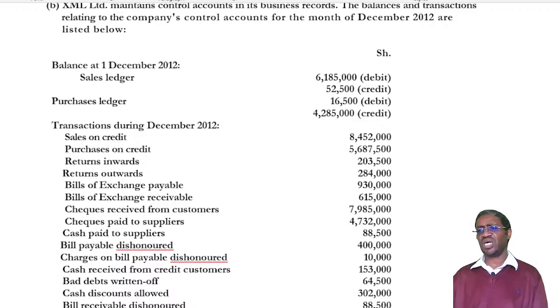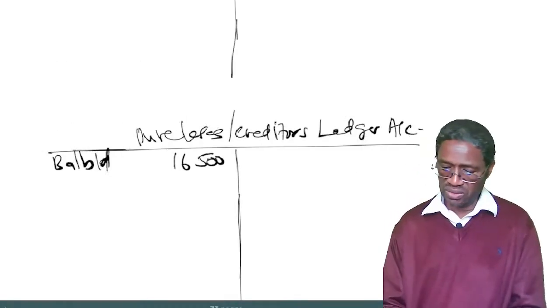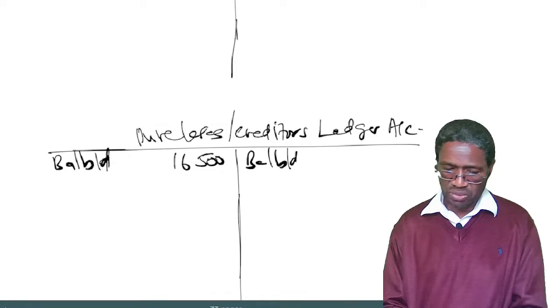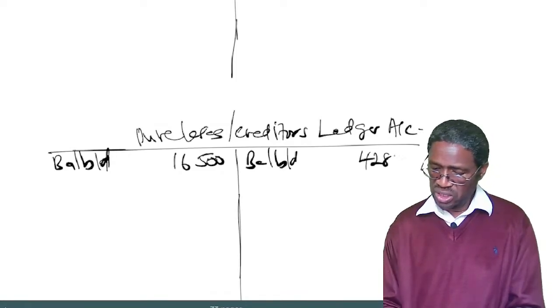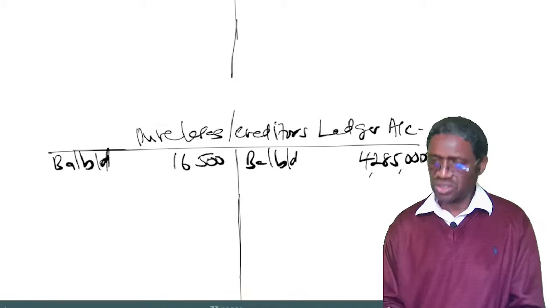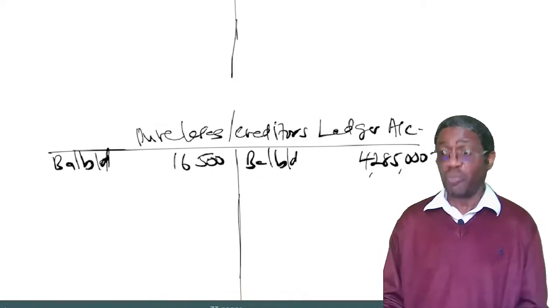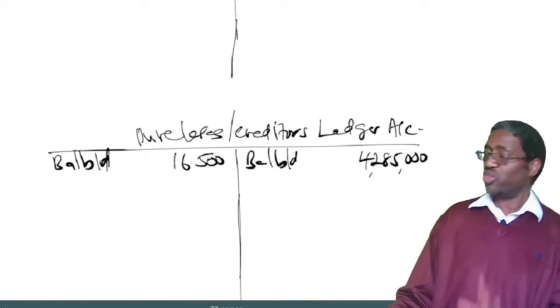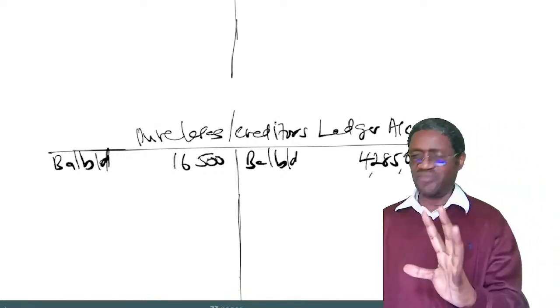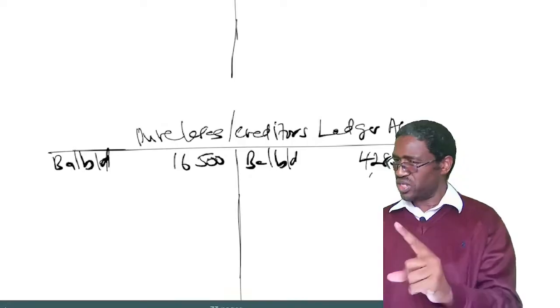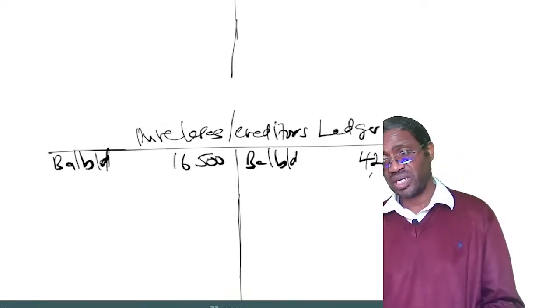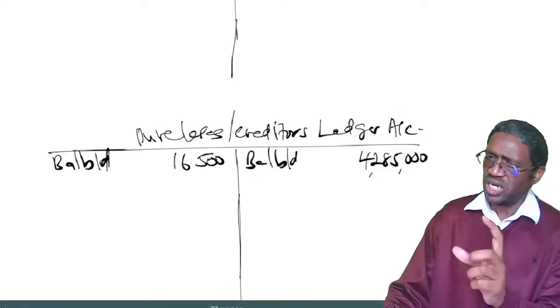Then purchases ledger has another credit of 42,85 credit balance. I told you if it's a credit balance, you bring it down on the credit side. 42,85. Bring it down. Balance brought down 42,85. Good. So we are through with the opening balances. With the opening balances, I've told you there is no problem. If it's a debit, you just bring down on the debit. If it's a credit, you bring it down on the credit. Okay? Good.